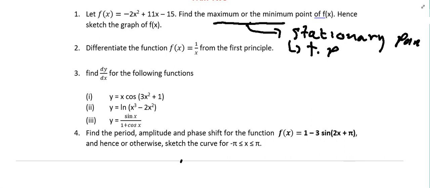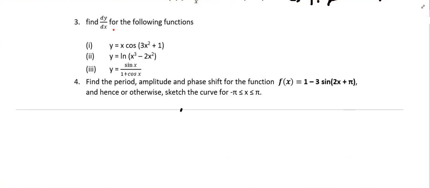Okay, so let's quickly go back and do question 2. Question 2 is all about calculus, and you need to expect it in your exam or in your test. The question is a little bit easy, but it just needs some rules to be applied.